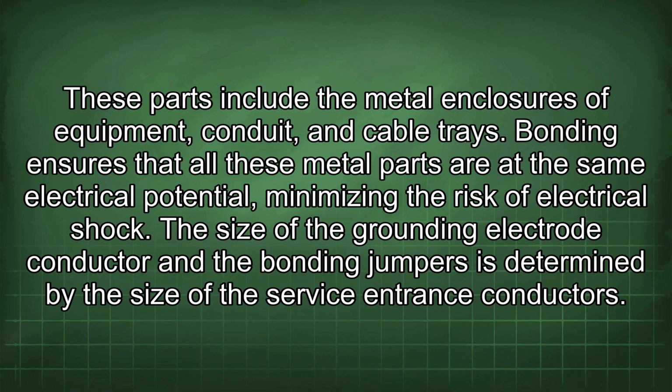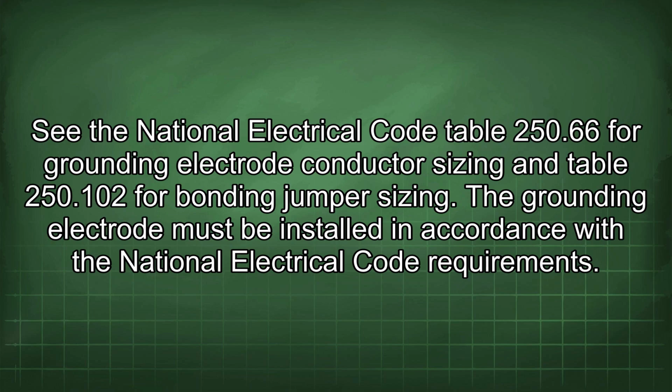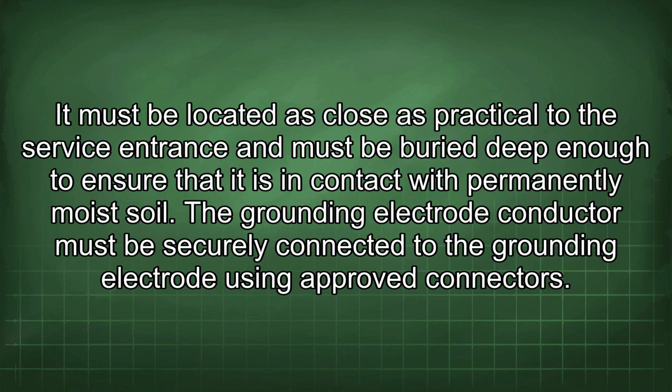The size of the grounding electrode conductor and the bonding jumpers is determined by the size of the service entrance conductors. See the National Electrical Code Table 250.66 for grounding electrode conductor sizing and Table 250.102 for bonding jumper sizing. The grounding electrode must be installed in accordance with the National Electrical Code requirements. It must be located as close as practical to the service entrance and must be buried deep enough to ensure that it is in contact with permanently moist soil. The grounding electrode conductor must be securely connected to the grounding electrode using approved connectors.